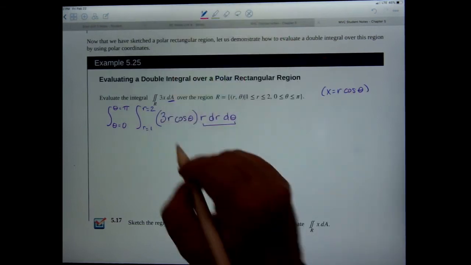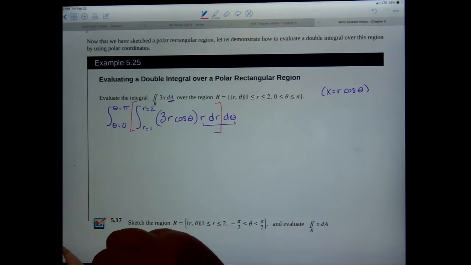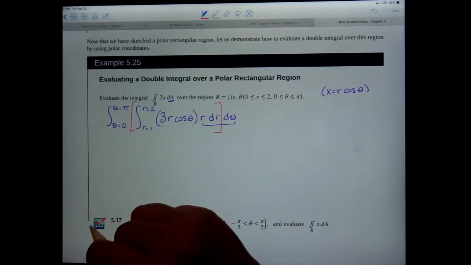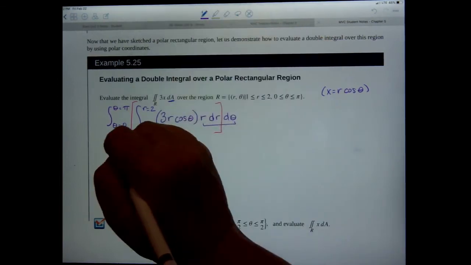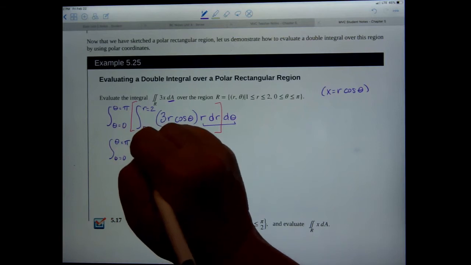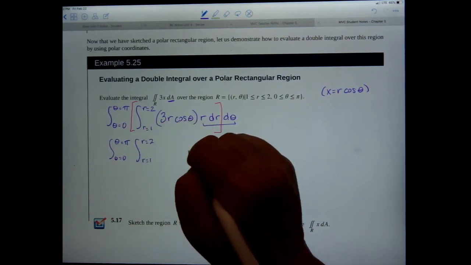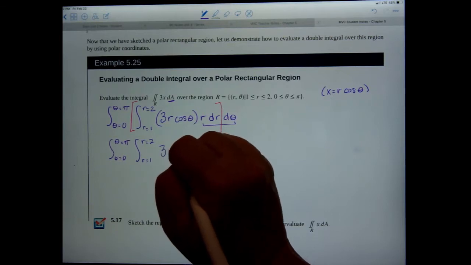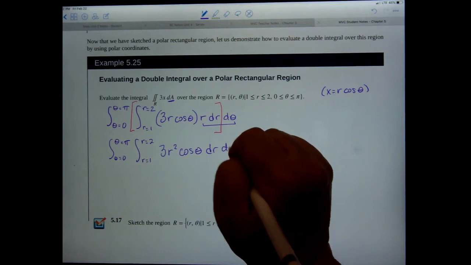Okay, now we're going to cordon off the dr stuff. I'm going to rewrite this problem. Theta equals 0, theta equals pi. R equals 1, r equals 2. 3r squared cosine theta dr d theta.